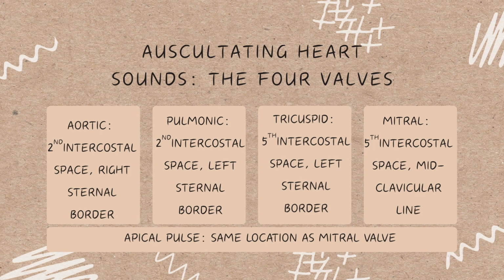Next is the tricuspid valve, 5th intercostal space left of the sternal border. And last is the mitral valve, 5th intercostal space mid-clavicular line. This is also where you listen to the apical pulse, and you'll listen for 1 full minute.